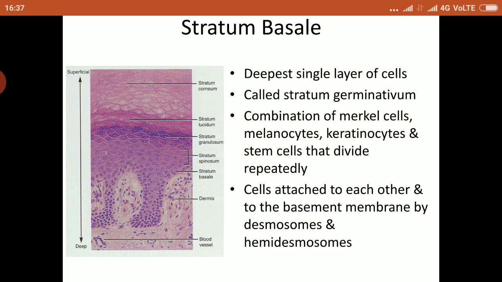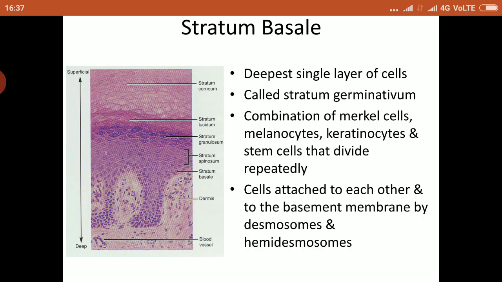The first is the Merkel cell, which functions as a receptor and is responsible for stimulating sensory nerves that the brain perceives as touch. These cells are especially abundant on the surface of the hands and feet.